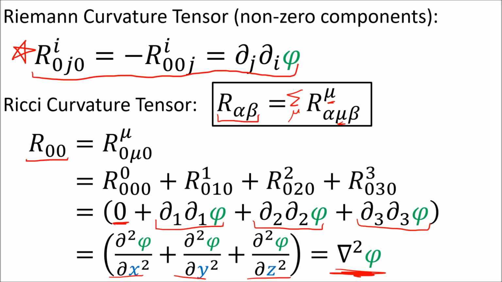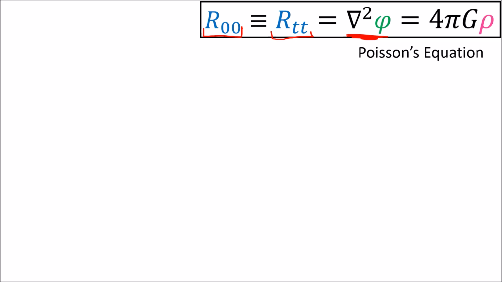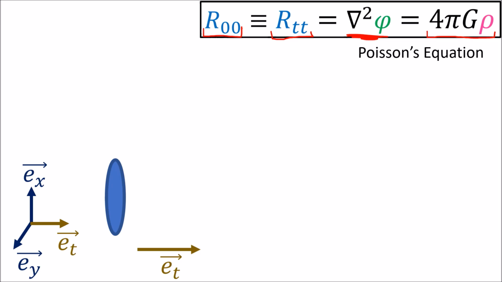The Laplacian of this potential is always positive, since in real life we can only have gravitational potential wells that pull things in, and never gravitational potential hills that push things away. So the R00 component of the Ricci tensor, which is the time-time component, is equal to the Laplacian of the gravitational potential, which, by Poisson's equation, is equal to 4 pi G times the mass density rho. So the Ricci curvature is 0 in the space directions, but it is positive in the time direction if there is a non-zero mass density.